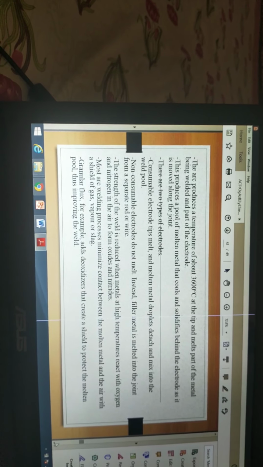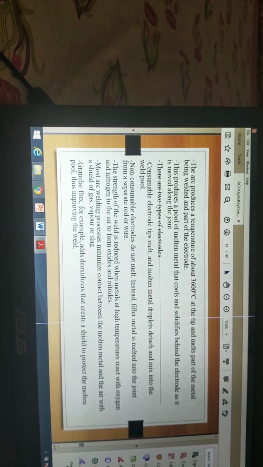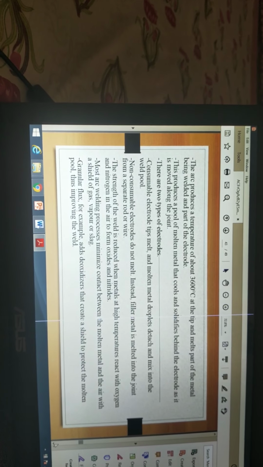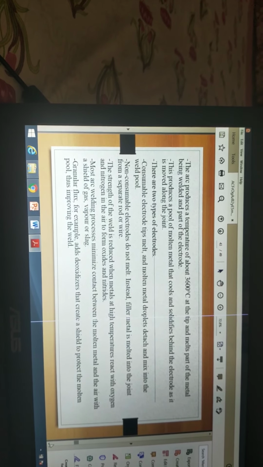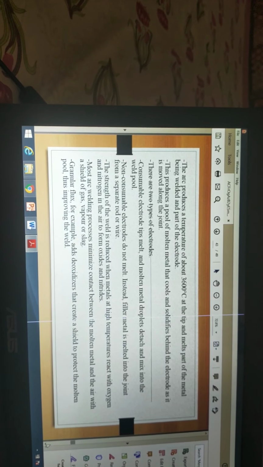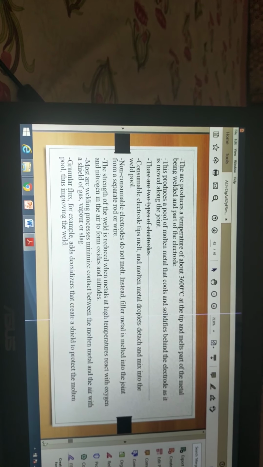The strength of the weld is reduced when metals at high temperatures react with oxygen and nitrogen in the air to form oxides and nitrides. Most arc welding processes minimize contact between the molten metal and the air with the help of a shield of gases, vapor or slag. Granular flux, for example, adds deoxidizers that create a shield to protect the molten pool, thus improving the weld.